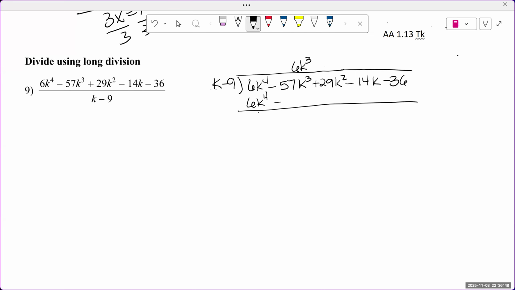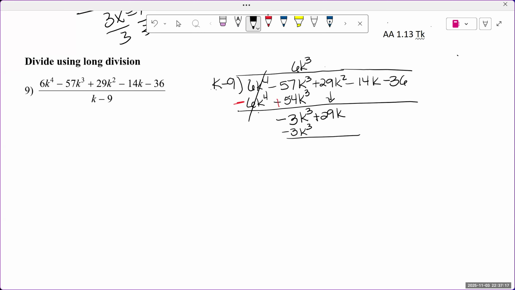6k times -9 is -54k cubed. Change the signs, subtract across, cancel. So we're going to have -3k cubed. Bring down the 29k squared. So we're going to make this one match.